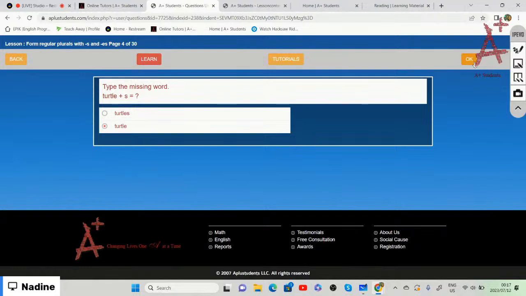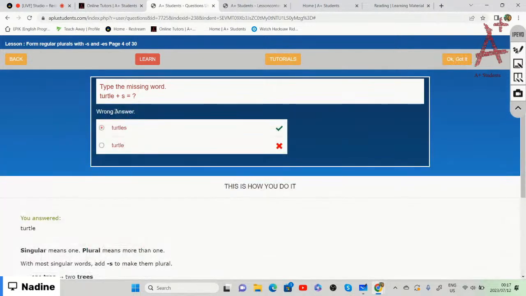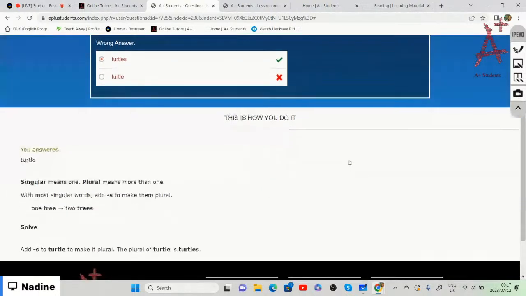All right, I'm going to choose the second option. The reason I chose that option is basically just to show that if you do get a word incorrect or you make a mistake within your test, it will take you back to the tutorial, and they will tell you how you need to do this.